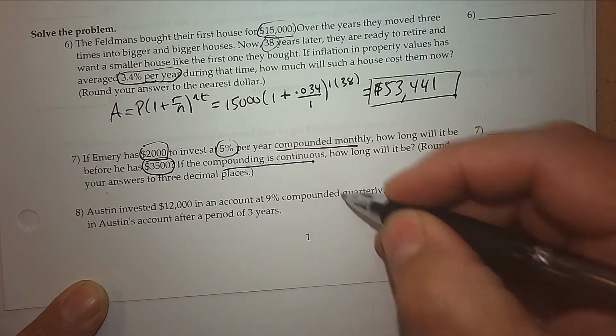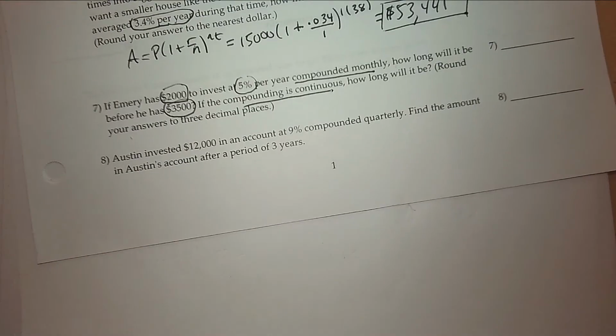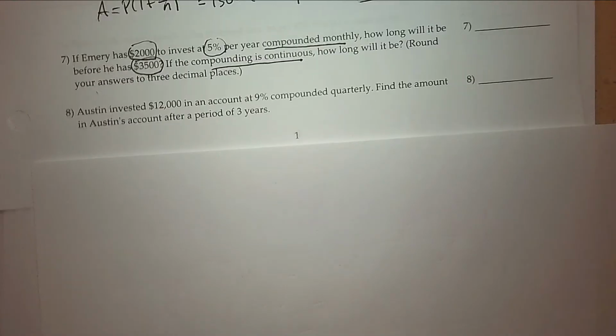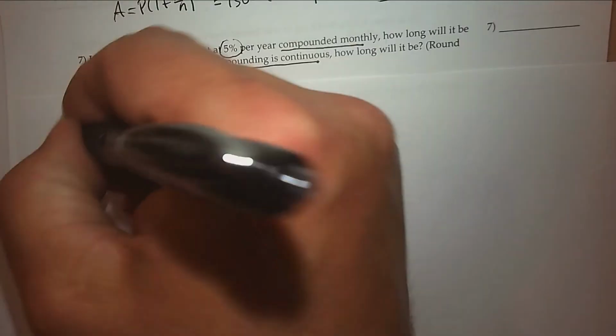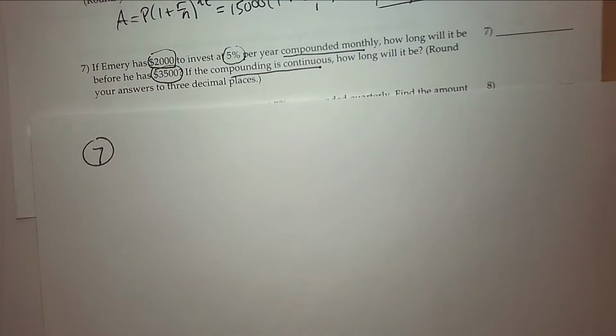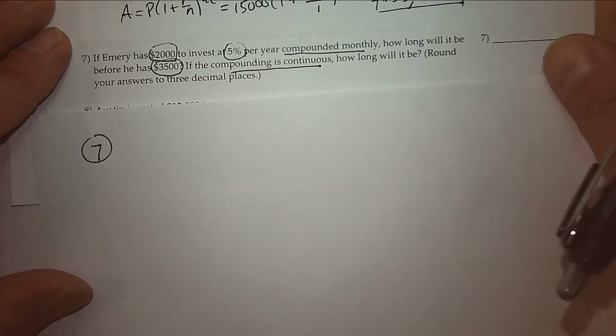There is no way there's enough space to answer any of the questions, so I am going to take out a separate piece of paper. I think you should too, in your math notebook. I'm going to make sure it's connected to this packet so you know where the answer is. I'm going to write down number 7 on a separate piece of paper. So the first question has to do with compounded monthly.